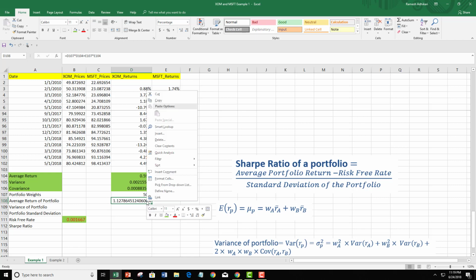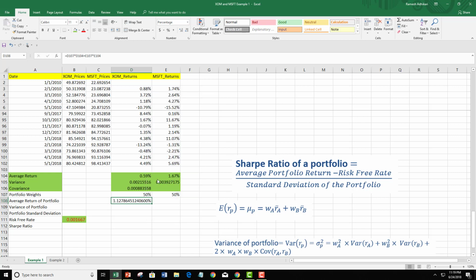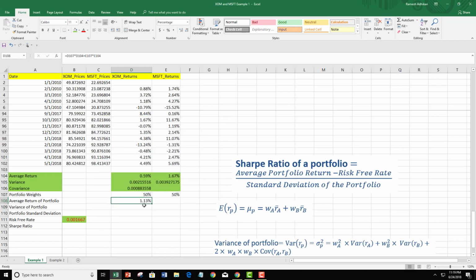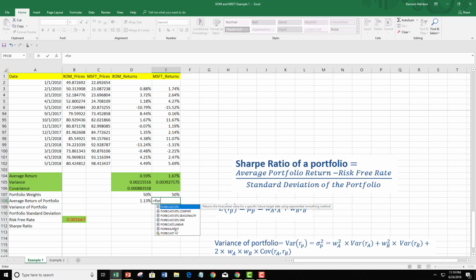If you want to change the format, you can right click and select Format Cells and then choose 2 decimal places and percentage. Alright, so that is 1.13%. That is the average portfolio return. You can show the formula using FORMULATEXT. So it's the formula text right here.